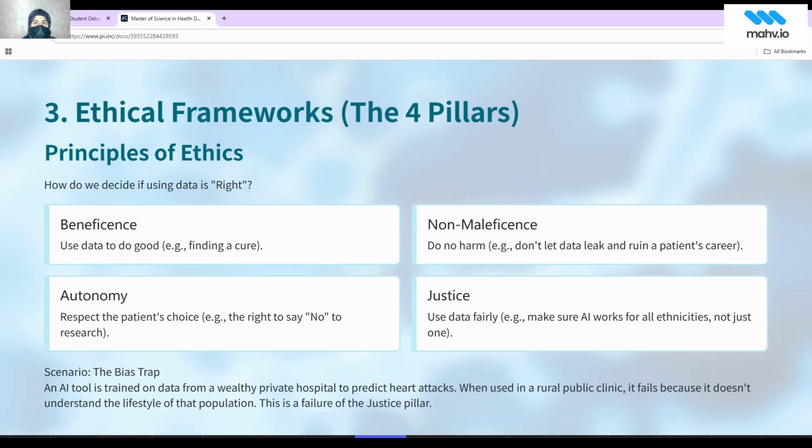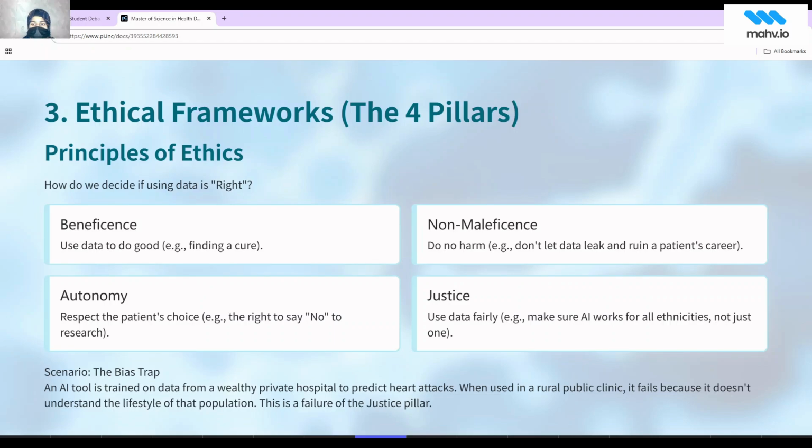So now we will discuss the four pillars of the ethical framework. First one is beneficence: use data to do good. Example, finding a cure. Non-maleficence: do not harm. Example, don't let data leak and ruin the patient's career. Autonomy: respect the patient's choice. Example, the right to say no to research. Justice: use data fairly. Example, make sure AI works for all.